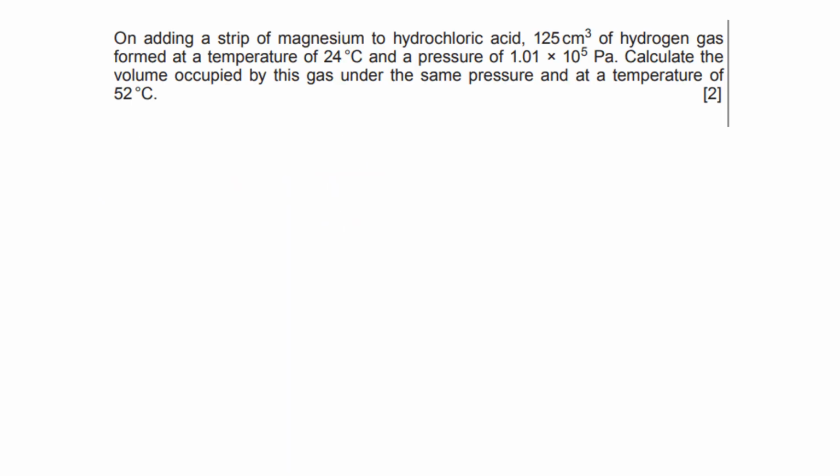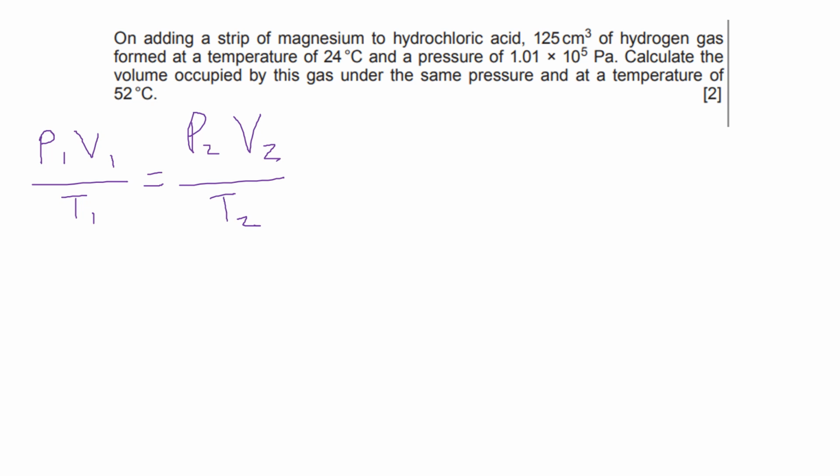Look at a question. On adding a strip of magnesium to hydrochloric acid, 125 centimeters cubed of hydrogen gas formed at 24 degrees, pressure 1.01 times 10 to the power of 5 pascals. Calculate the volume of this gas under the same pressure and at a temperature of 52 degrees Celsius. So we know that P1 times V1 over T1 equals P2 times V2 over T2. So this is the new temperature, the new pressure, and the new volume.